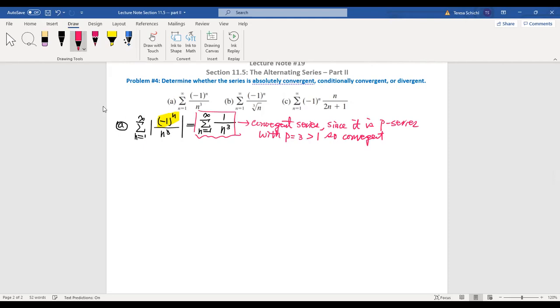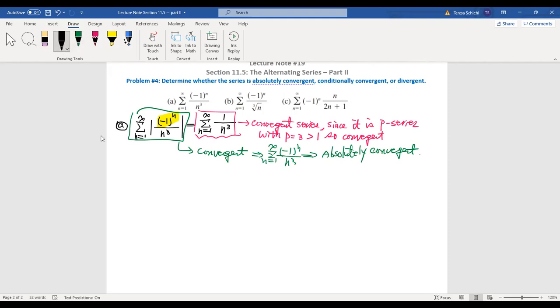Because this one is convergent, we know this is convergent. Because of the absolute convergence, I know the sum from n equals 1 to infinity of negative 1 to the n over n cubed, we can say is absolutely convergent here. All right, so it's pretty easy to do. And then the next one here.